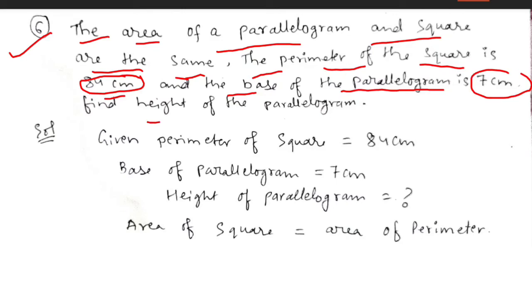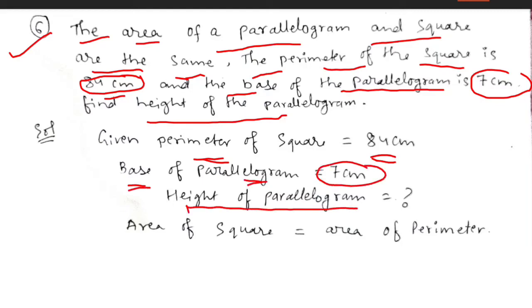So you have to find the height, or altitude, of the parallelogram. First, what is given in the question? The perimeter of the square is given, and the base of the parallelogram is 7 centimeter. What do you have to find? The height of the parallelogram. So we can say that the area of the square equals the area of the parallelogram.